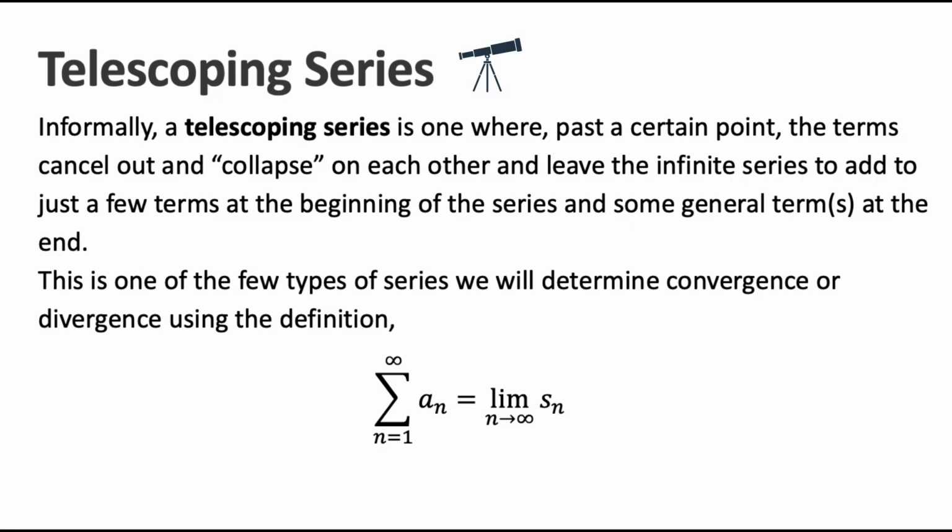Let's summarize what we just found out about telescoping series. Informally, a telescoping series is one where, past a certain point, the terms cancel out and collapse on each other, and leave the infinite series to add to just a few terms at the beginning of the series and some general terms at the end. This is one of the few types of series we will determine convergence or divergence using the actual definition that the sum of n equals 1 to infinity of a sub n is equal to the limit as n approaches infinity of s sub n.